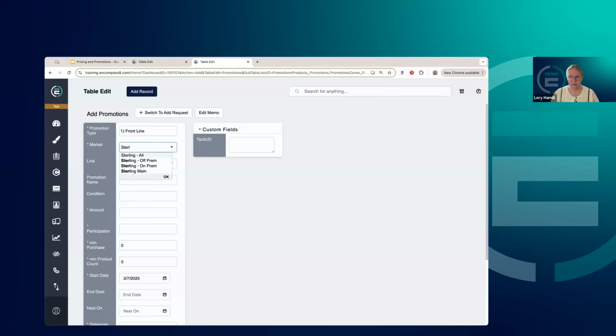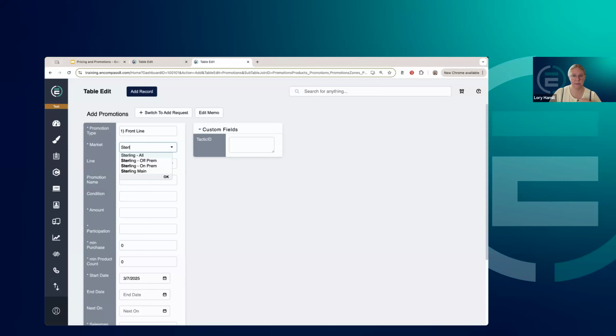Now, this is where naming conventions, I think, really matter. So if I'm going to be able to view any promotion as a flat file, just looking at that top level, my naming conventions have to be crystal clear. I can see that this is a front line, but what's the difference between Sterling All and Sterling Main? Is it just Sterling Main Street? Is it just Sterling the city? Is it the Sterling location? What does that include? So to me, this is an unclear naming convention.